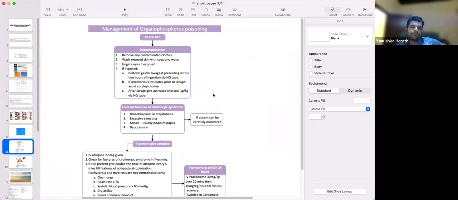When the patient comes, you have to remove the contaminant. That's the first thing, because if you don't remove it, it continues to be absorbed. Wash the exposed skin with soap and water. Irrigate the eyes if eyes are exposed. If the patient has taken it orally, you can do a gastric lavage if coming within 2 hours. If unconscious, GCS less than 7, you have to intubate. And you have to give activated charcoal if coming within 4 hours. You can give it via NG tube.